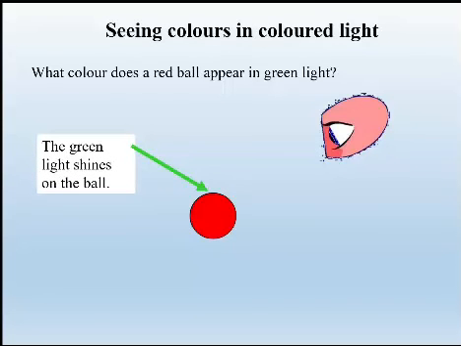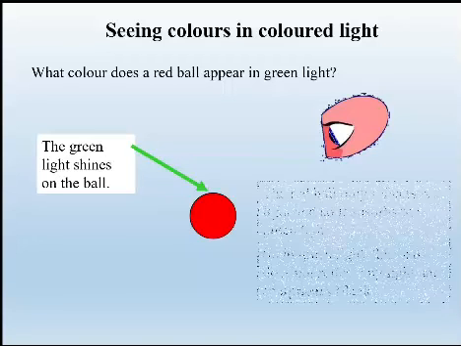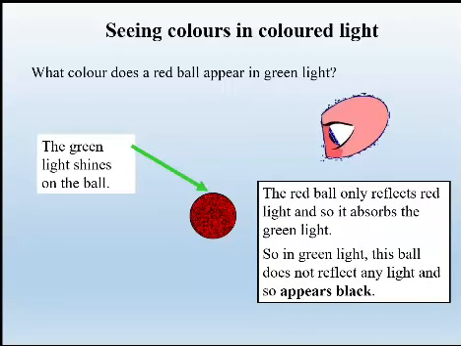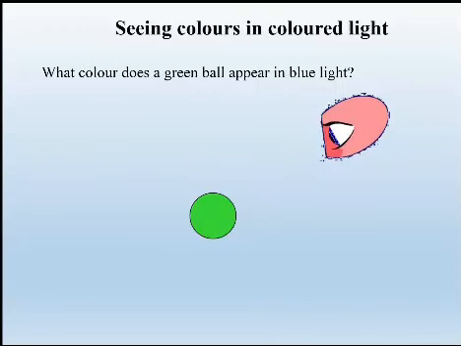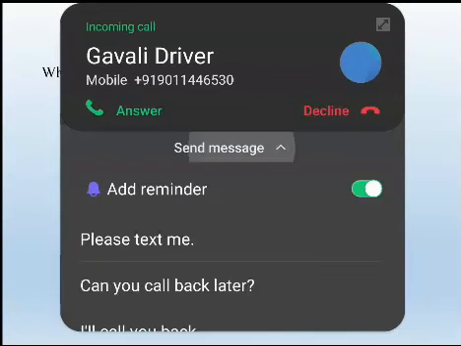What color does a red ball appear in a green light? The green light shines on the ball, and in the combination of these two, the red ball only reflects red light, so it absorbs the green light. So, in the green light this ball does not reflect any light, so it appears black. So, we can see the red ball in green light as a black ball. You can also observe this, as you can do the experiments at your home also.